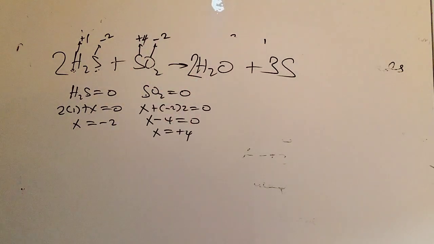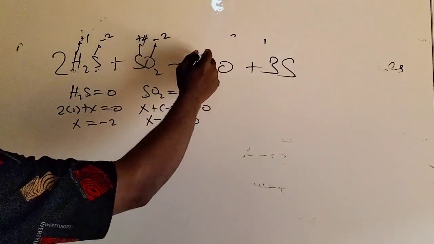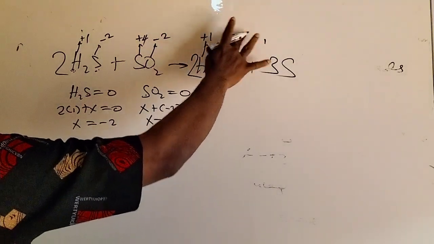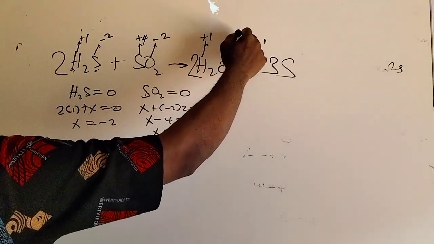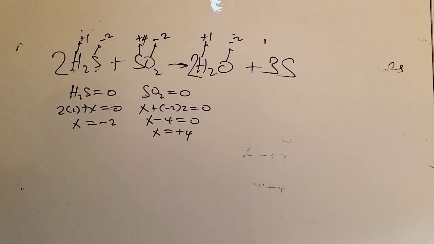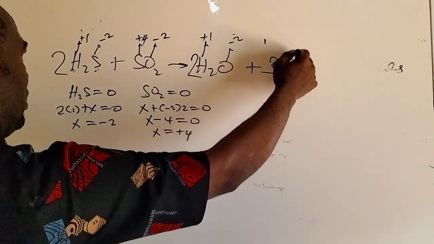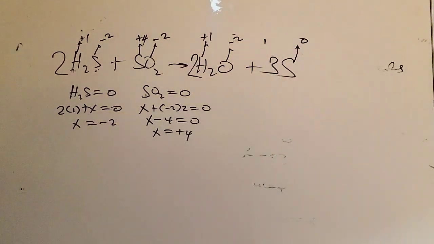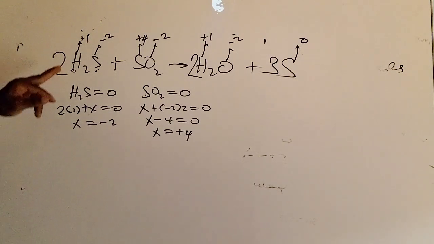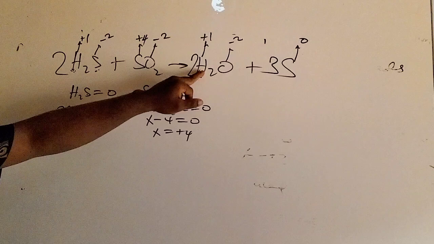Move to this. Hydrogen maintains a constant state when it's in front, as plus 1. Oxygen always maintains minus 2. So those are the elements that have constant state. Then sulfur on its own, because it's not combined with any other element, the state is 0. As I said when I used the chlorine example, when an element is on its own, we take the oxidation state as 0.